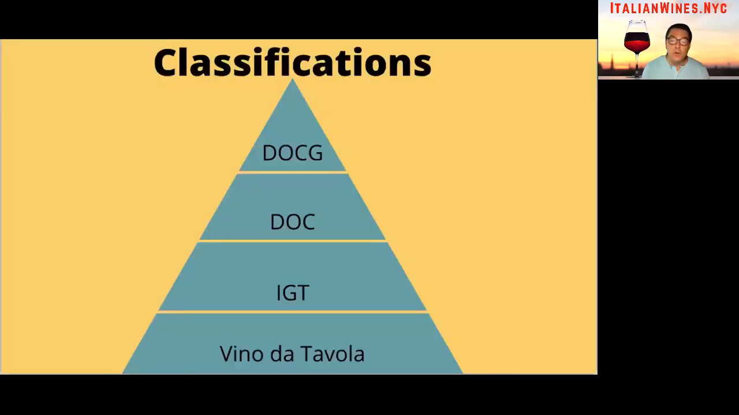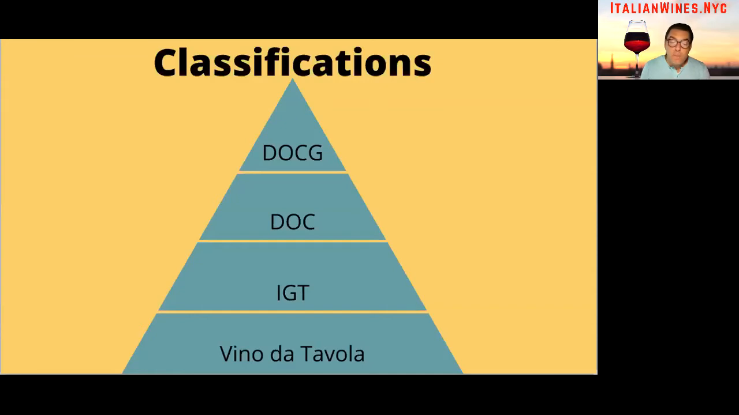So if you were to look at these classifications and think that DOCG is the only one that produces the highest quality wines, then you'd naturally only want to buy wines with the DOCG classification on the label, right? But if you did that, you'd be missing out on some of the most fantastic wines ever.